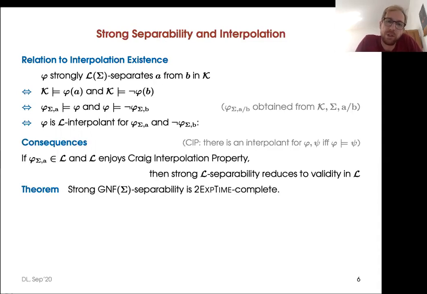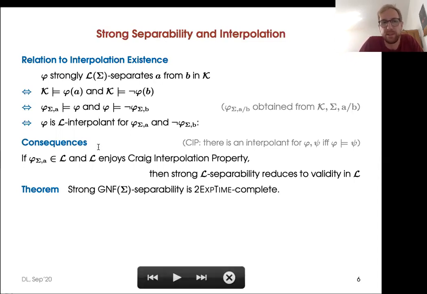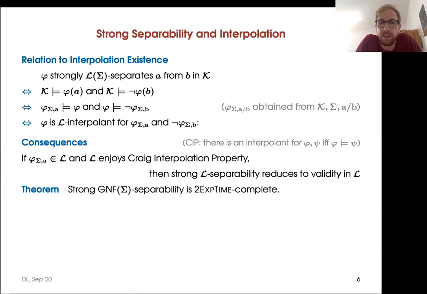Now, if the logic has the Craig interpolation property, that means that the interpolant exists if the two formulas entail each other, so the first entails the second, then actually this gives us a reduction to validity in L, provided that these formulas phi sigma A and phi sigma B are actually also in L. This is the case for the guarded negation fragment, and so for strong guarded negation separability, we obtain that it's 2ExpTime-complete.